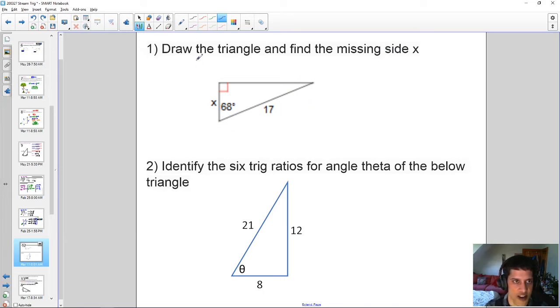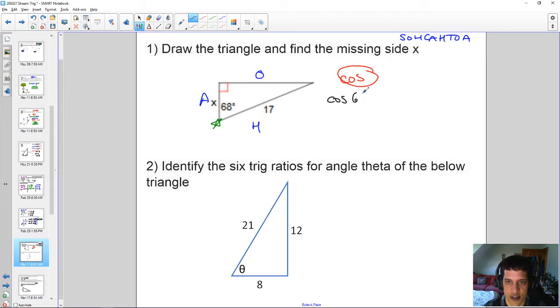we're going to identify our angle as this one. Our sides are opposite, adjacent, and hypotenuse. I'm going to write SOHCAHTOA to help me out. The ratio we want to use is going to have A and H in it. So A and H is cosine, so we're going to use cosine. So cosine 68 is equal to adjacent over hypotenuse, so x divided by 17, which means that I just need to multiply by 17 on both sides.